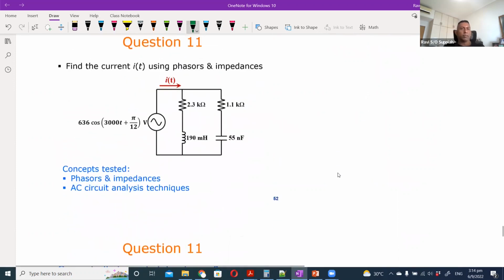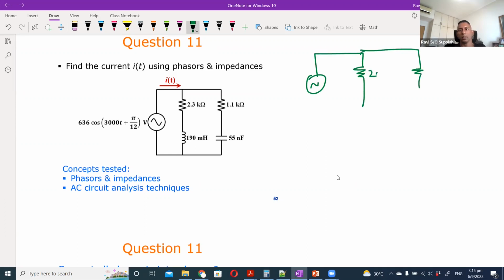Okay, question 11. Find the current I using phasors and impedance. So we are given this. Here we have two branches that are parallel. So the first thing is you want to compute the equivalent impedance, correct? So we have this, 2.3K, 1.1K, and I want to convert to the equivalent impedance.